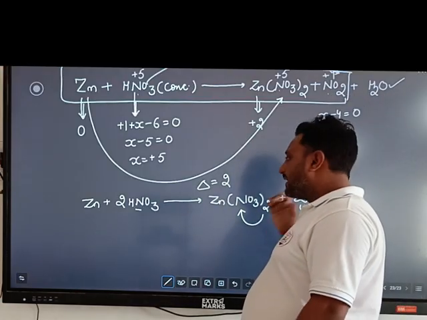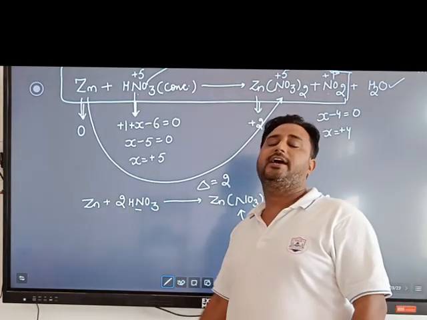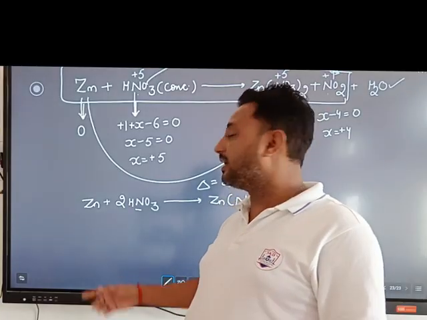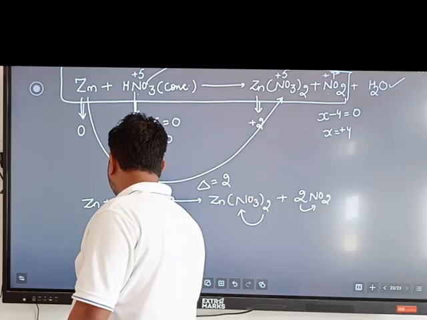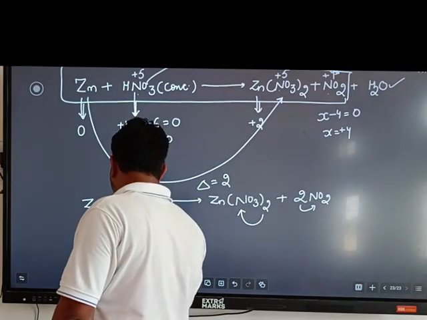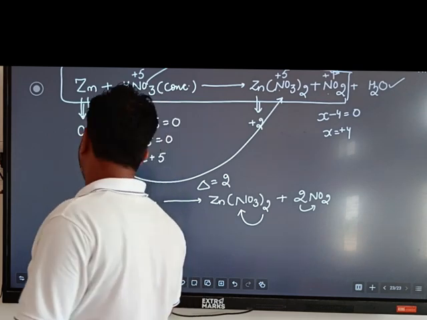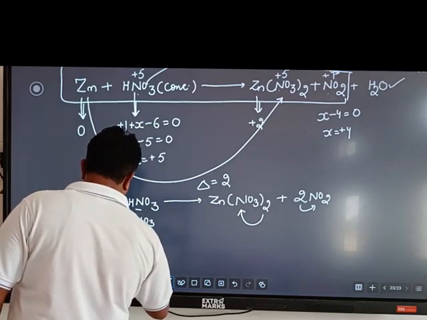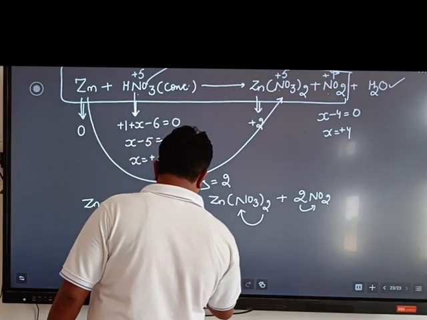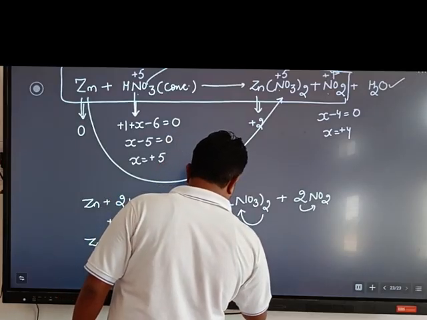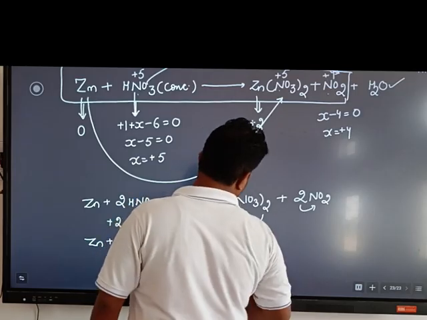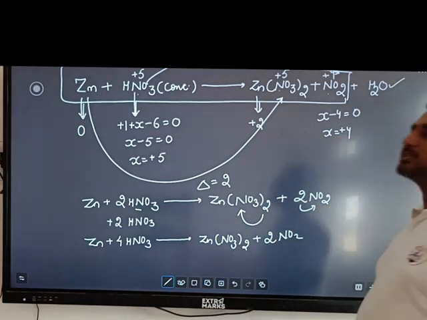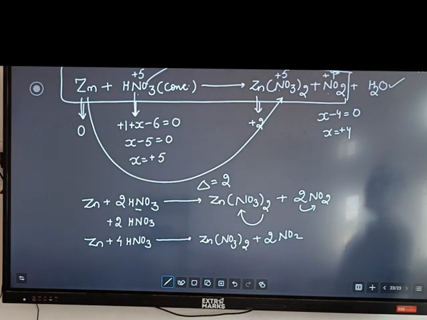So on the product side there are 4 nitrogen and on the reactant side there are 2. In the reaction, the source of nitrogen is nitric acid. So 4 nitrogen will come from 4 times nitric acid, which means we have to simply add 2 times nitric acid on the reactant side. After the addition we get Zn plus 4 times nitric acid, which will give Zn(NO3)2, that is zinc nitrate, plus 2 times NO2. Now this reaction is balanced from the point of view of zinc as well as nitrogen.